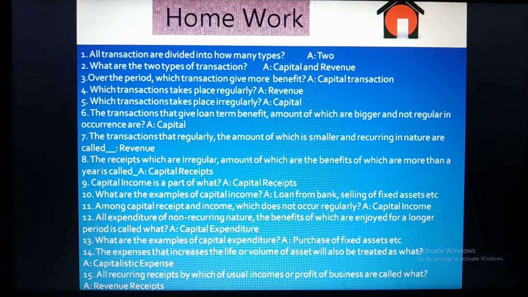Dear student, and another special type of transaction we have learned, that is deferred revenue transaction. That means it looks like a revenue, but it gives you benefit for a long time. That's why this is called deferred revenue expenditure. Dear student, only these few items we have learned in this chapter.